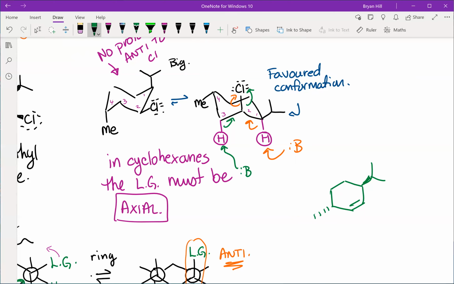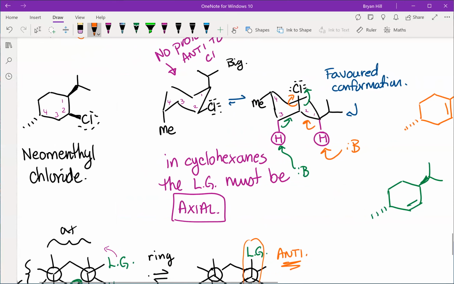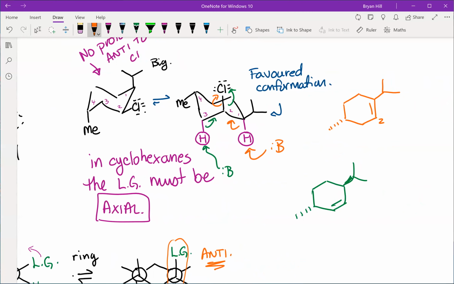So this is the green, and the orange product would be as follows. Comparing that to the original molecule over here on the left, the neomenthyl chloride. Remember, it's on carbon 2 that the leaving group was, and you're always going to form a bond with the proton next door. So carbon 2 is always going to have a double bond. It's going to have one end of the double bond, but it can be in either direction.